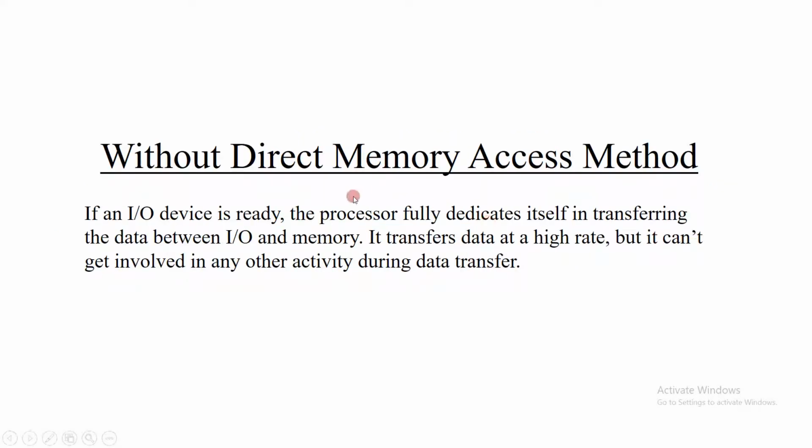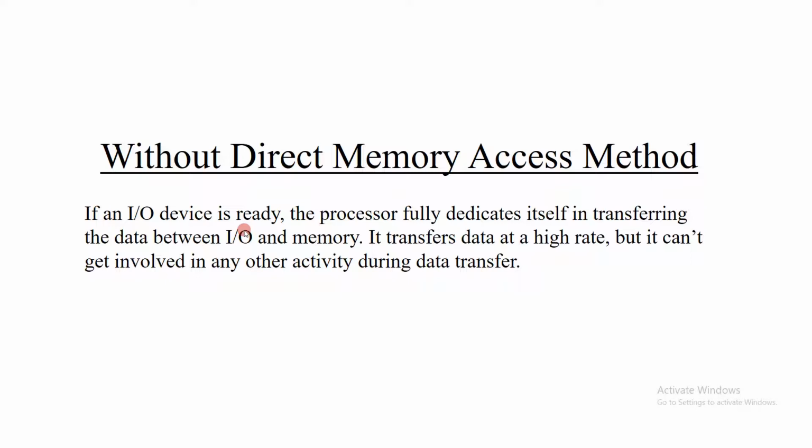Now what happens without the direct memory access method? If an input output device is ready, the processor fully dedicates itself to transferring the data between input output and memory. When the input output device is ready to send or receive data, the processor fully dedicates itself to transferring the data between input output and memory. It transfers data at a high rate, but it can't get involved in any other activity during the data transfer.